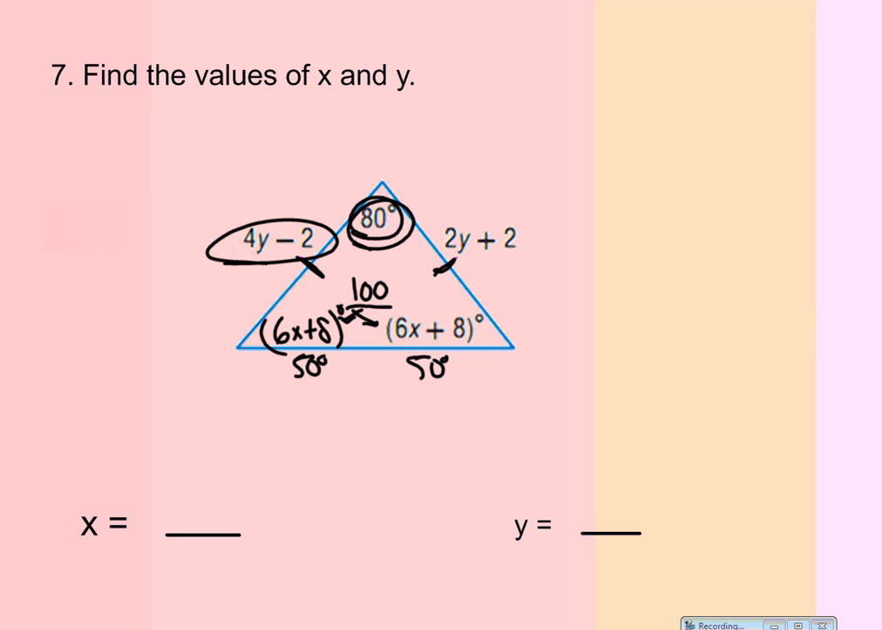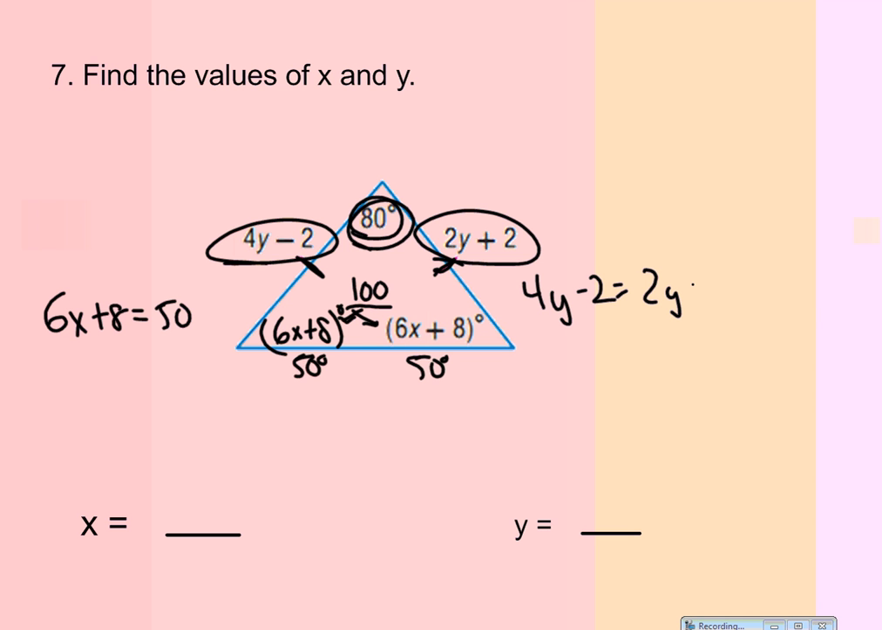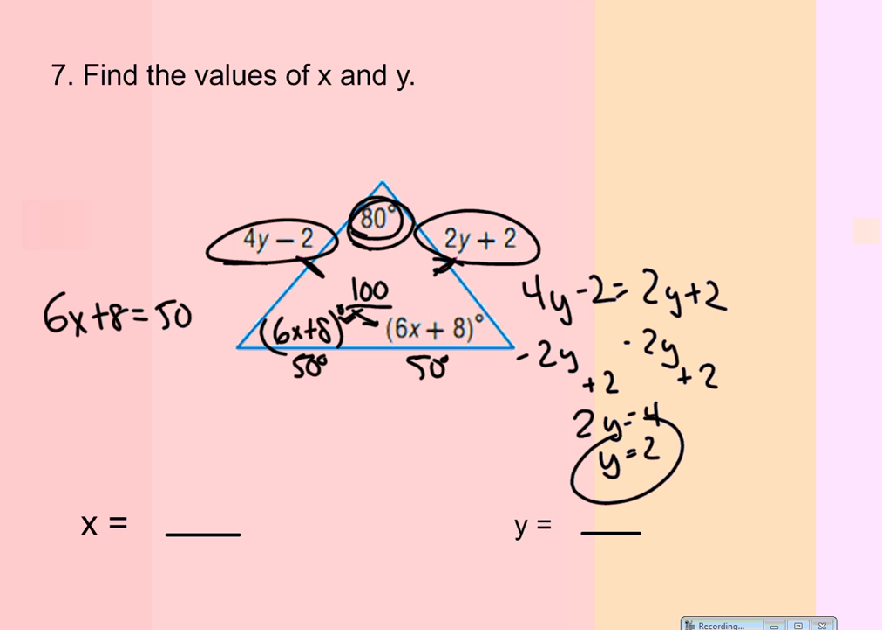We also know 4y minus 2 equals 2y plus 2. So let's set these up. So I'm going to have 6x plus 8 equals 50. And 4y minus 2 equals 2y plus 2. So subtract 2y, add 2, add 2. 2y equals 4, y equals 2. So here, 6x plus 8 equals 50. So that's going to be 42, x equals 7. Divide by 6, divide by 6.